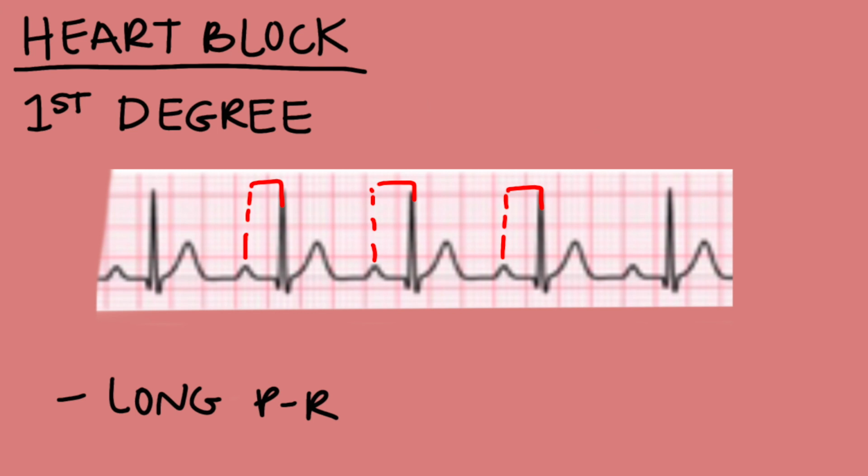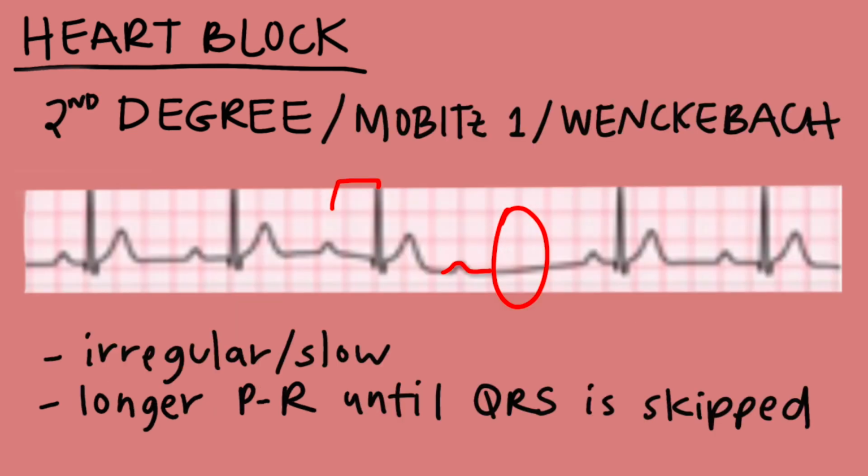AV node conduction blocks, also known as heart blocks, are when the electrical system is impeded, and these are ranked in order of severity. The first degree heart block is just delayed conduction from the AV node, causing a PR interval over 0.2 seconds. Second degree, aka Mobitz 1 or Wenckebach, is a slow or missed signal. This is an irregular slow beat with progressively longer PR intervals until the QRS is skipped completely.